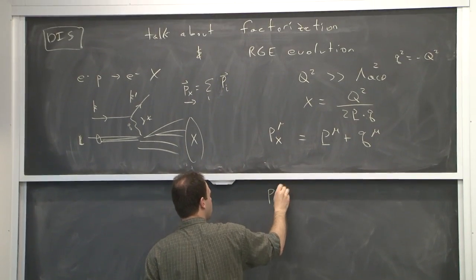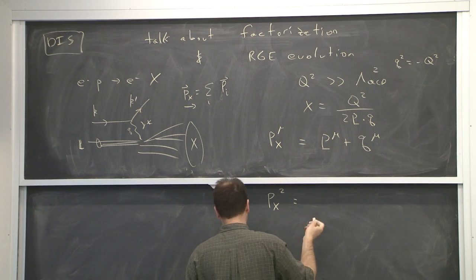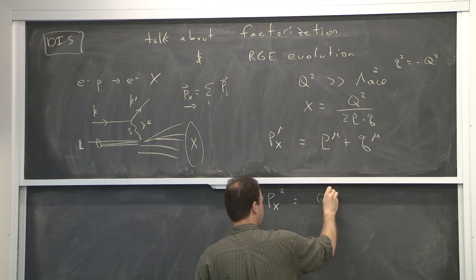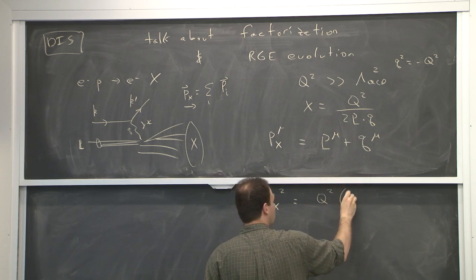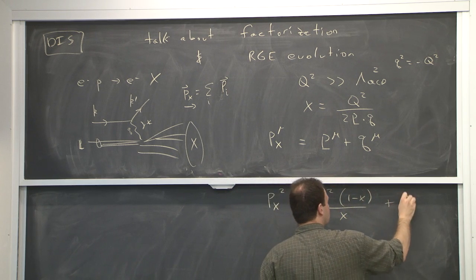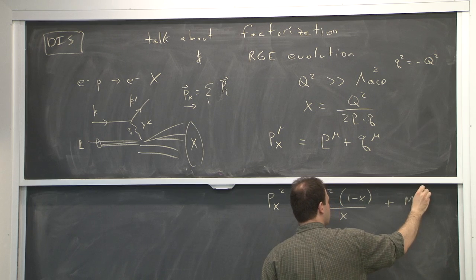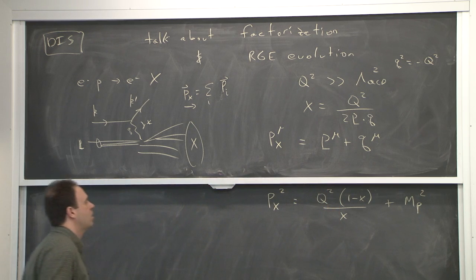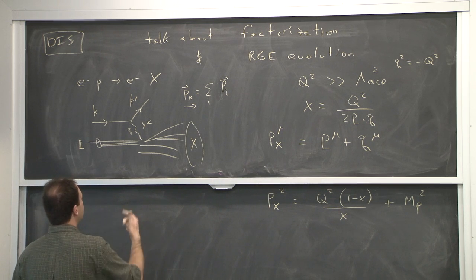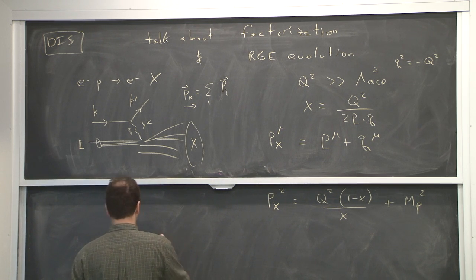So P_X squared, if you square it, well, this guy is giving you mass of the proton squared. And then there's a cross term, and this guy squared. And if you put those things together, you can write it like this. So this is an exact equation. P_X squared is that. And so there's actually different regions of DIS, and we're only going to talk about one of them.